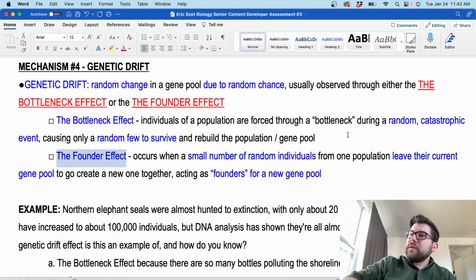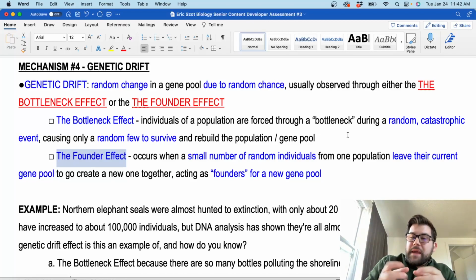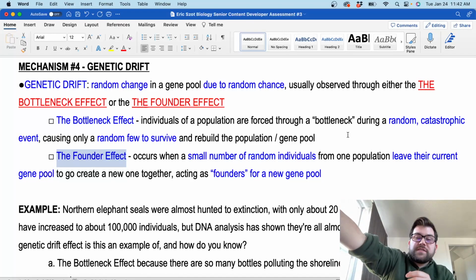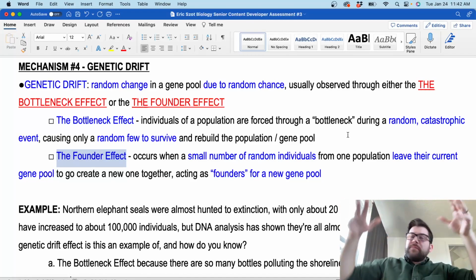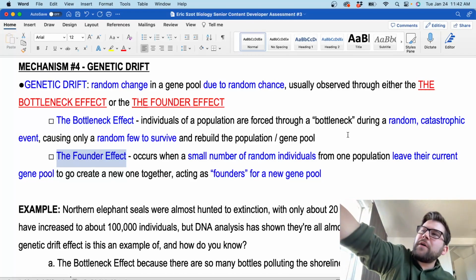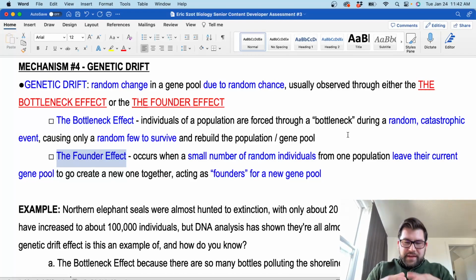And they're going to go somewhere else, a brand new place, together with this little tiny group, this little random number of individuals. Maybe they're leaving the mainland to go out to this island where no one lives. Maybe they're birds, and they're flying in a coastal breeze and they get blown out there. And they're like, it's too far to fly back. There's a few of us here. Let's just stay here. Let's become the founders for this new gene pool.